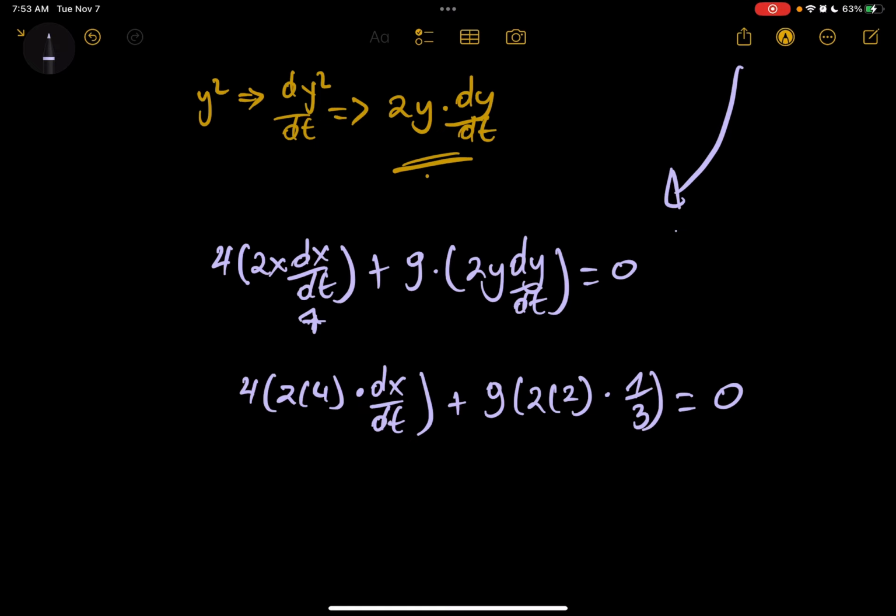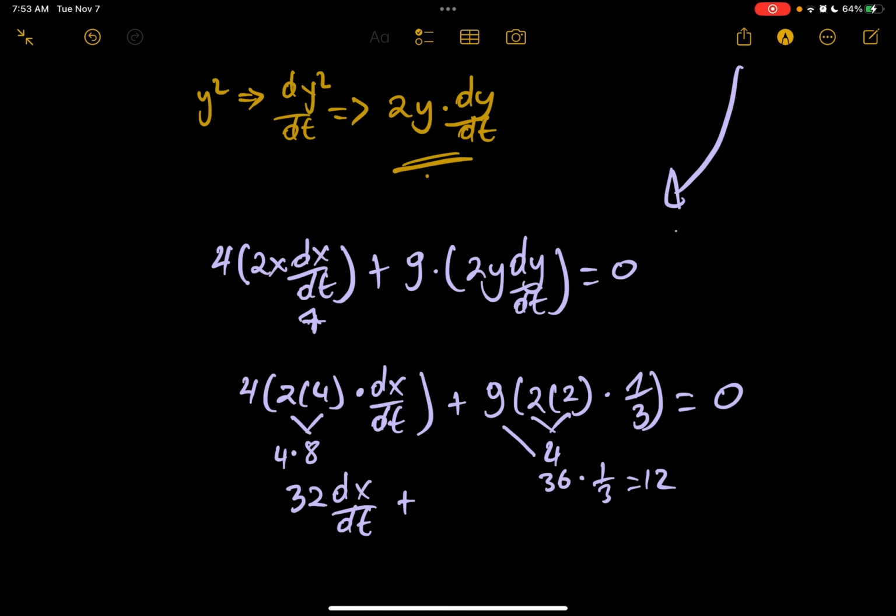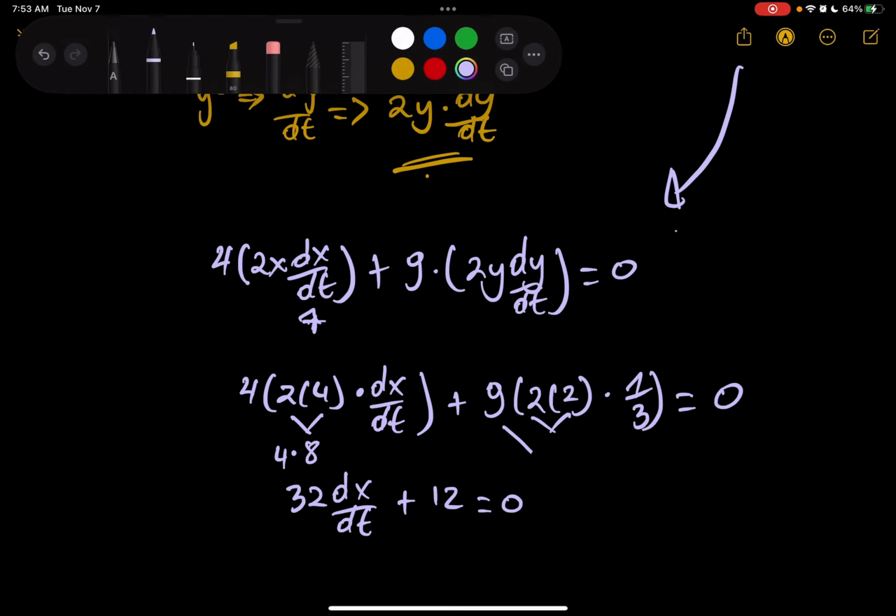So now let's do the math. So I have here 2 times 4 gives me 8. 8 times 4 gives me 32. So 32 dx dt plus, this gives me 4. 4 times 9 gives me 36. 36 times 1/3 gives me 12. So I end up with 12 here, equal to 0. I'm going to erase this one real quick, so that we don't get confused.